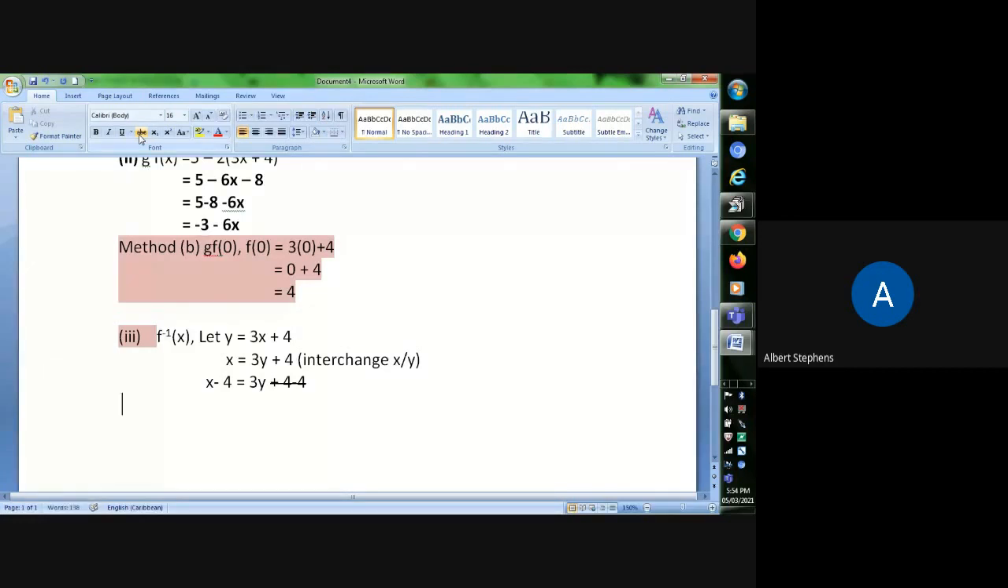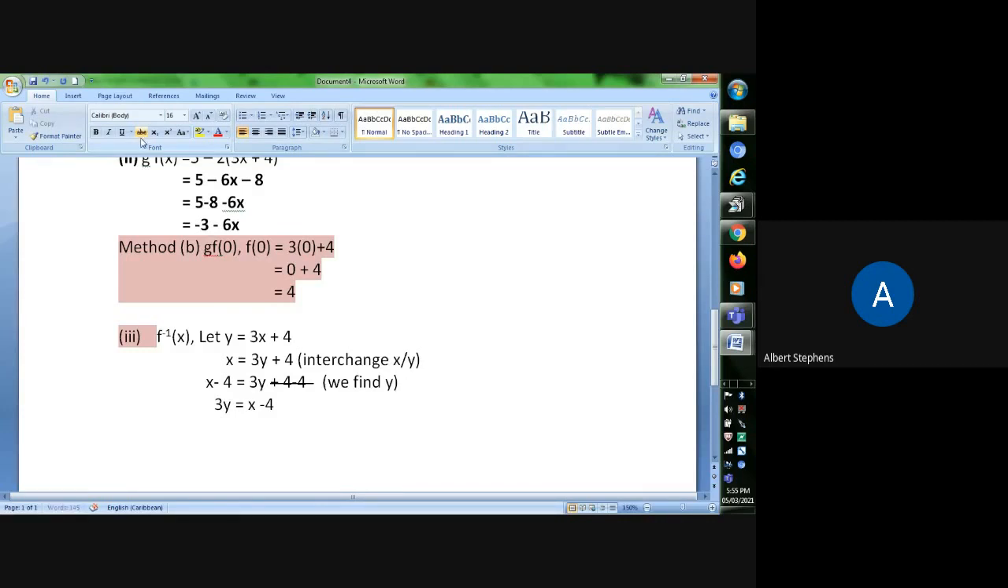What we left back now is 3y. 3y equals x minus 4. Let me just put this in bracket. We find y, or we make y the subject of the formula.